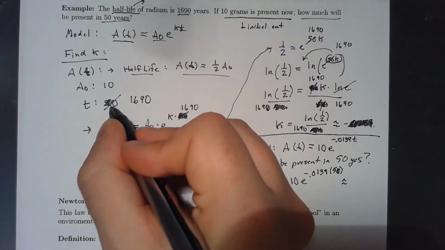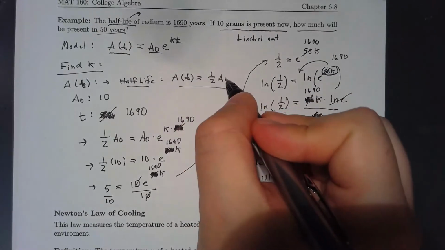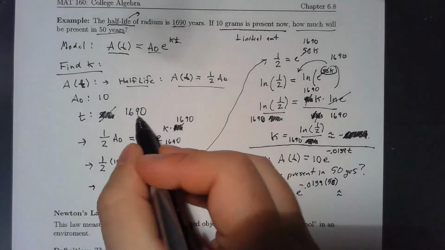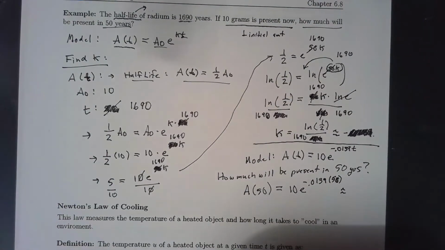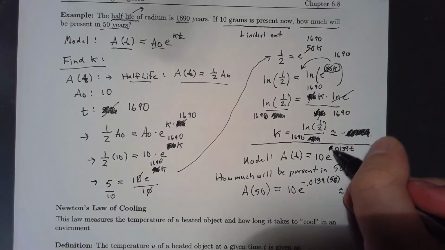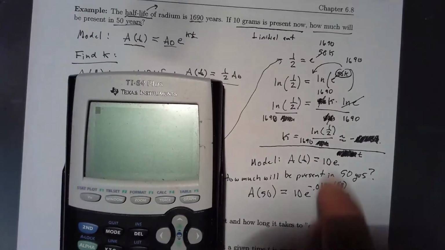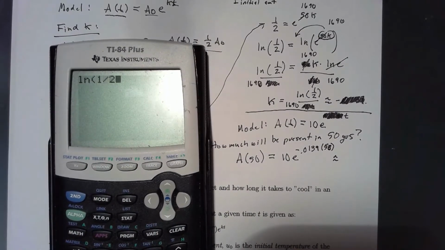You're probably mad at me. I don't blame you. So yeah, the half-life is how much time it takes for half of it to go. How much time does it take for half of it to be gone? 1,690 years. So I put 50 there. I should have put 1690. It was a simple boo-boo. I'm sorry about that. So my decay constant isn't going to be negative 0.0139. It's going to be natural log of 1/2 divided by 1690.